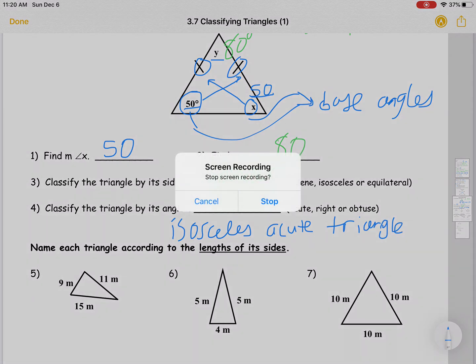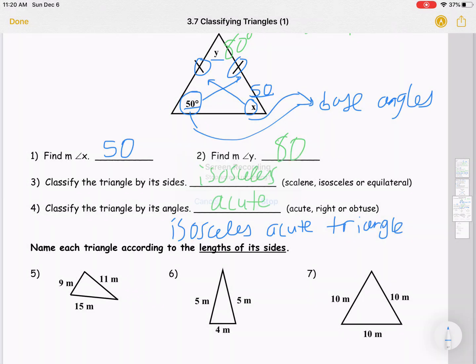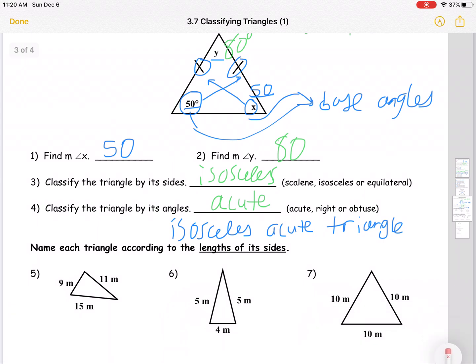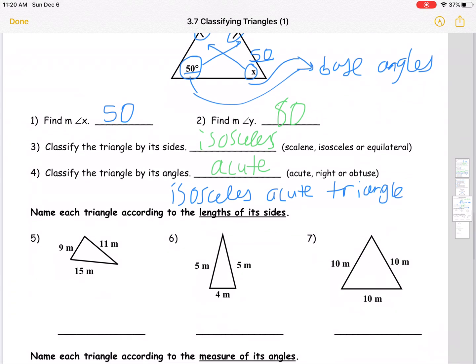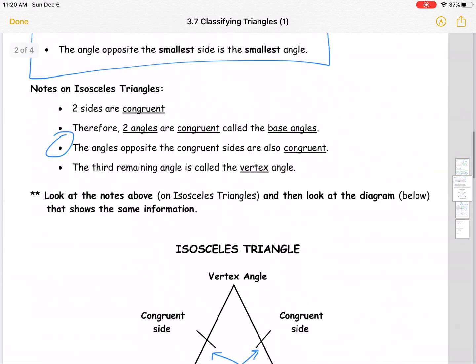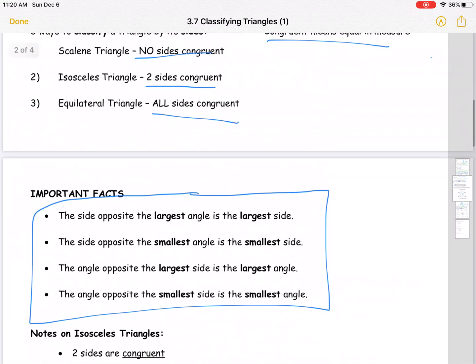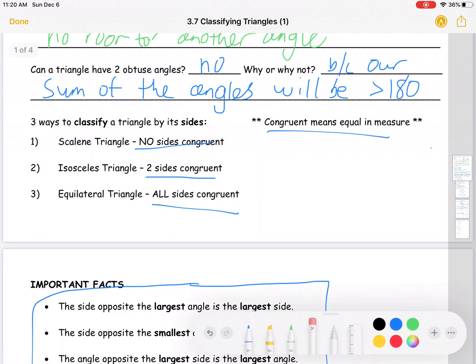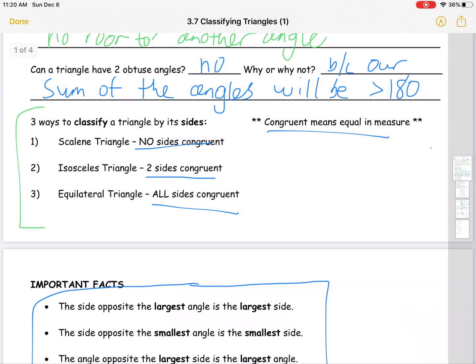Okay? On the Delta Math that you're going to do, you're going to have to classify triangles like that with both of them together. Okay? Isosceles acute, isosceles obtuse, whatever the case may be. Now, name each triangle according to the length of its sides. So when we are classifying triangles, there's two ways to do it. We can classify it based on its angles or based on its sides. So we want to do these problems and refer over here to these three different types of triangles right here.